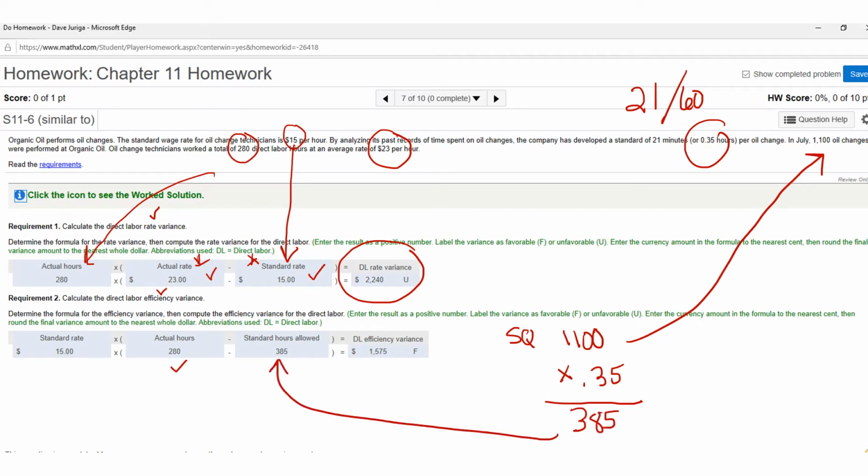So they actually worked 280. The standard says you should have worked around 385, so that's a good difference. Like a 105 difference times the standard rate gives you a favorable efficiency variance of 1,575.